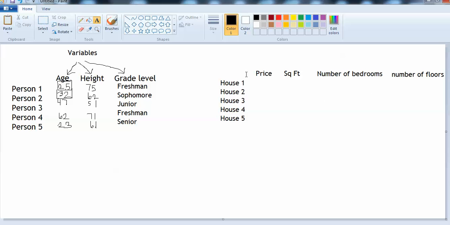So, once again, we have columns for variables, rows for participants or observational units, and cells or boxes for data values. And we can also see already that a data value doesn't have to be a number, because right here, freshman is a data value, and over here, 75 is a data value. So data value is just a piece of information. It doesn't have to be a number. It can be a word.